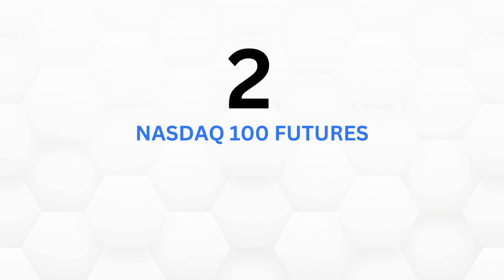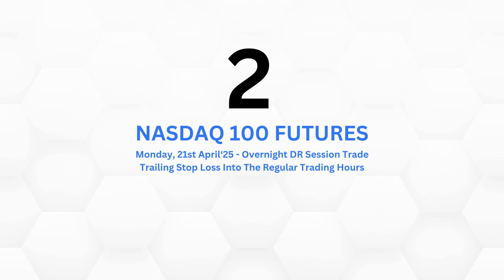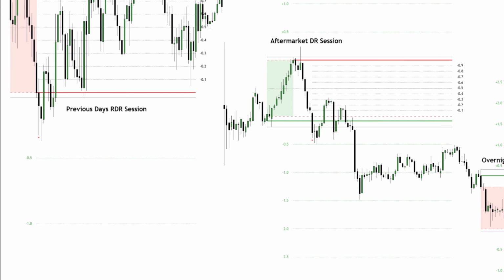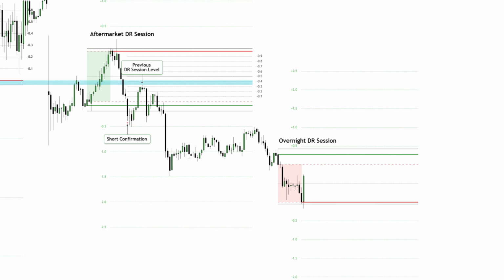Let's get to number 2. Nasdaq 100 futures in Monday's overnight DR session, how to trail into the regular trading hours. Before we head into the overnight DR session for Monday, let's take a quick look at what happened in the aftermarket DR session. There was already a high-quality opportunity there where price confirmed shorts and then retraced right into the previous day's regular DR session lows. A great entry opportunity followed, which led to a clean continuation lower.